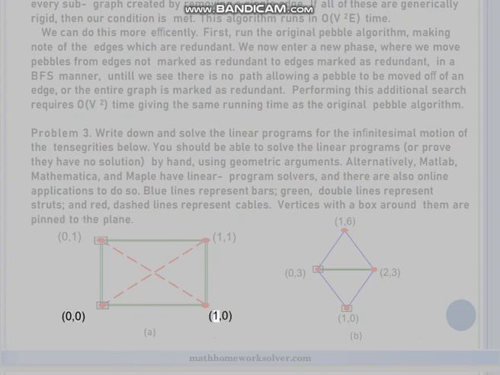Coordinates shown: 0, 0; 1, 0; 0, 1; 1, 1; 0, 3; 1, 0; 2, 3; 1, 6. A, B.